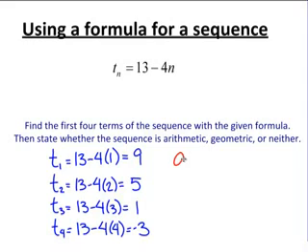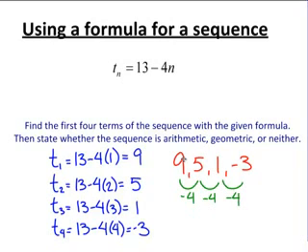So based on what we just did with the formula, the first 4 terms of this sequence are 9, 5, 1, and negative 3. We can see that there's a pattern to these, that to get from one term to the next, you're subtracting 4 every time, which means that based on the pattern we've seen, this is an arithmetic sequence.